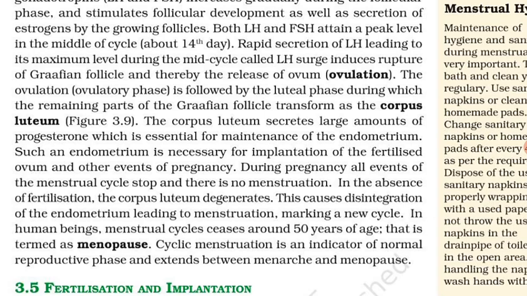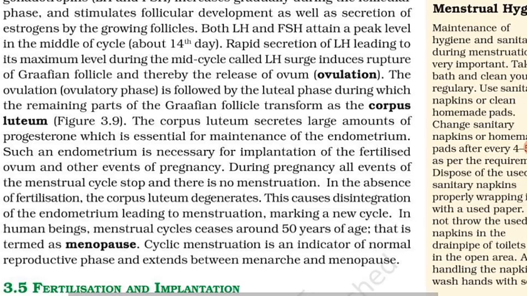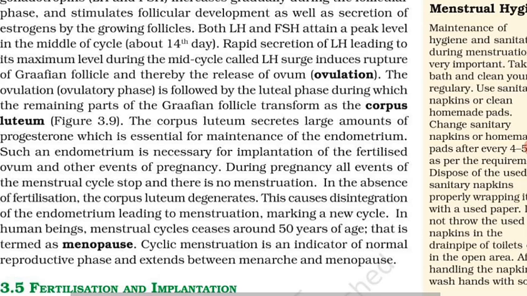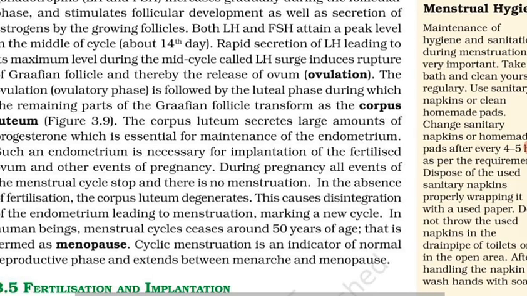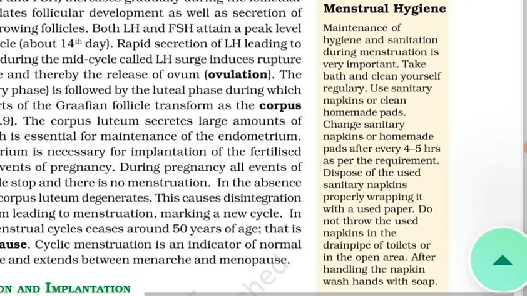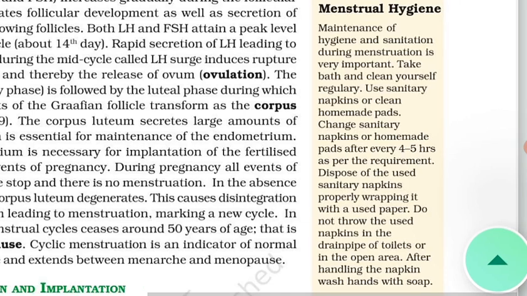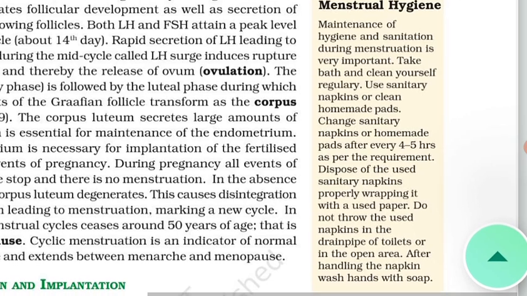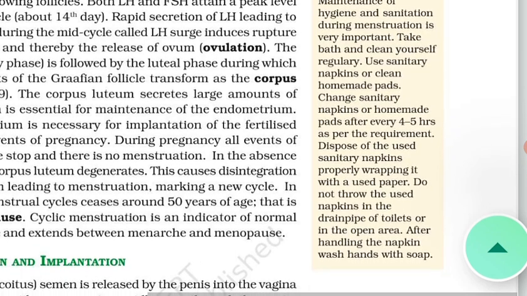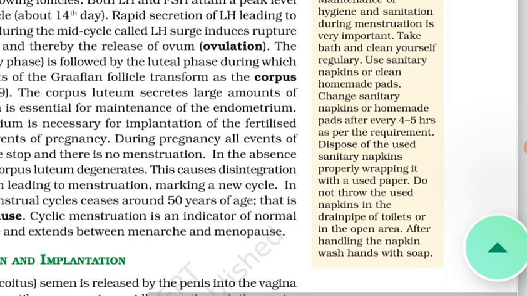During fertilization, a sperm comes in contact with the zona pellucida layer of the ovum. कौन सी layer? Zona pellucida layer of ovum. And induces changes in the membrane that block the entry of additional sperms. ठीक है? Thus, it ensures that only one sperm can fertilize an ovum.